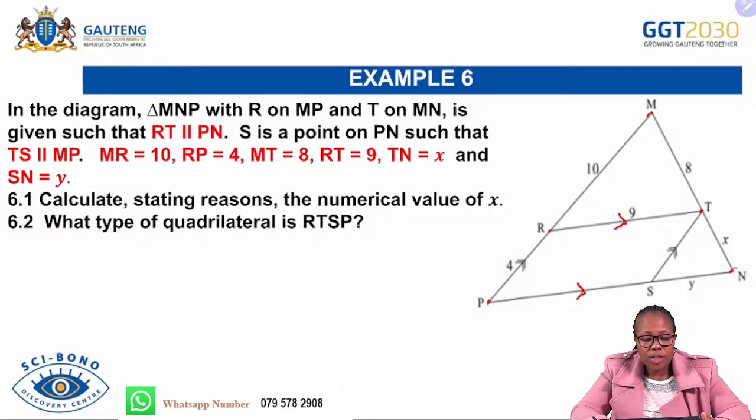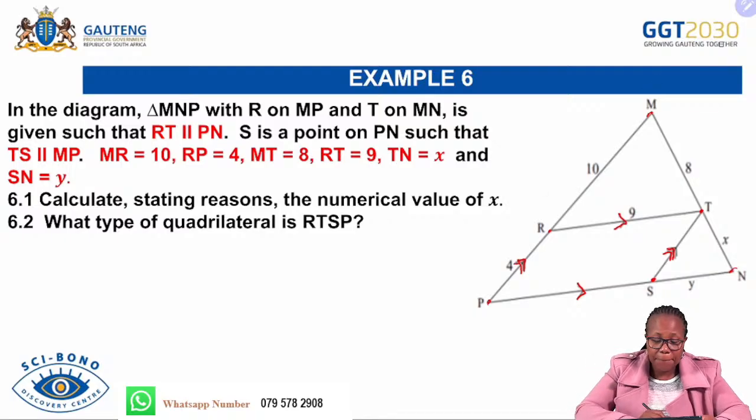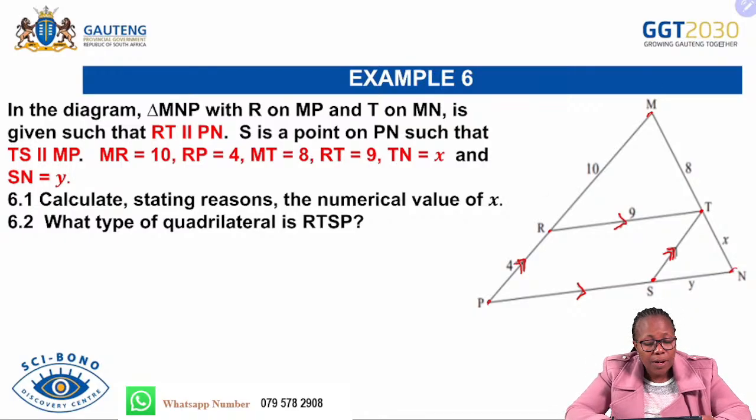And then S is a point on PN. Can you see that? S is a point on PN such that TS is parallel to MP. TS there is parallel to MP. We are talking about the whole line MP. Great job. And then we are given MR is 10. Yes, it is there. And then we have RP is 4. Yes, RP 4 is there.